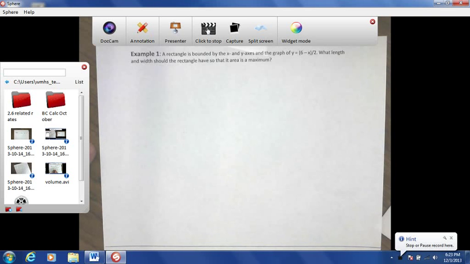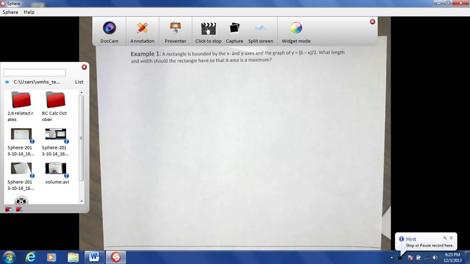Section 3.7 Optimization Problems, Example 1. A rectangle is bounded by the x and y axes, and the graph of y equals the quantity 6 minus x divided by 2. What length and width should the rectangle have so that the area is a maximum?